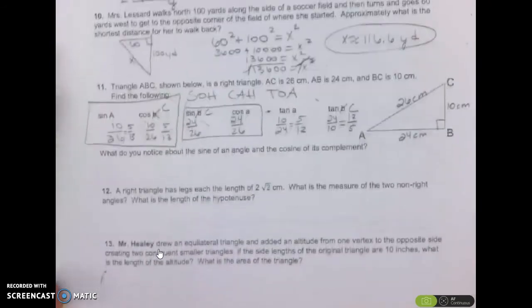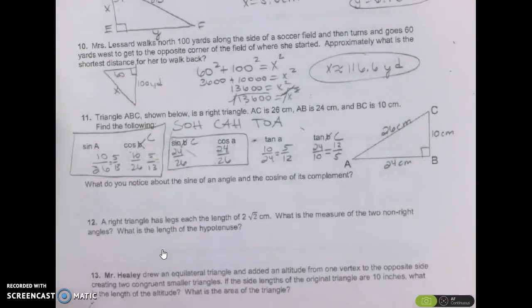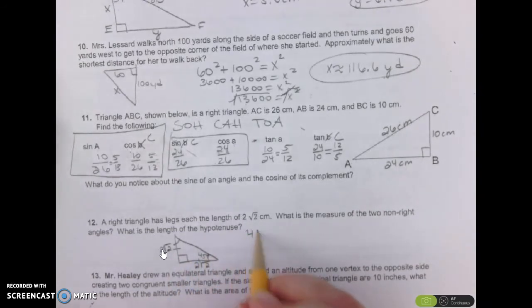All right, last two. A right triangle has legs, each the length of 2 square root 2. What is the measure of the two non-right angles? What is the length of the hypotenuse? Well, they're telling me that the right triangle has legs of 2 square root 2, which tells me that this is an isosceles right triangle, which means that the base angles both need to be 45 degrees. So this is a special right triangle called a 45, 45, 90.